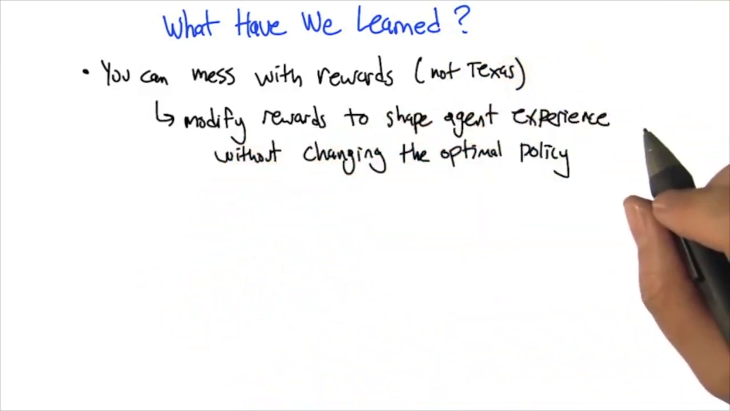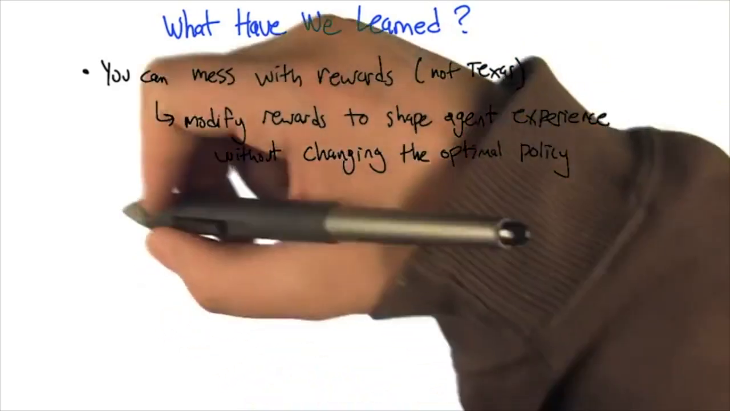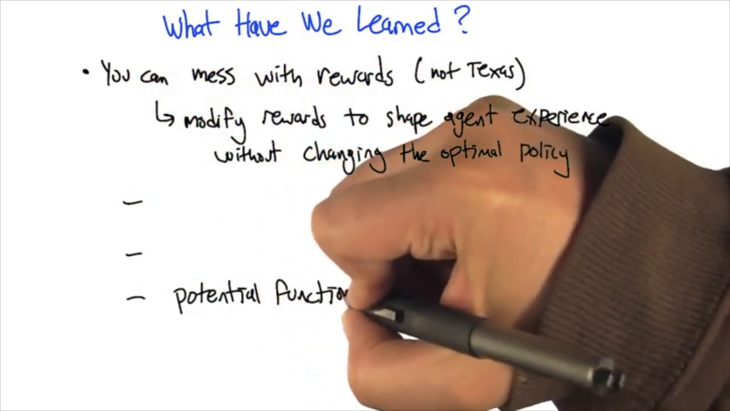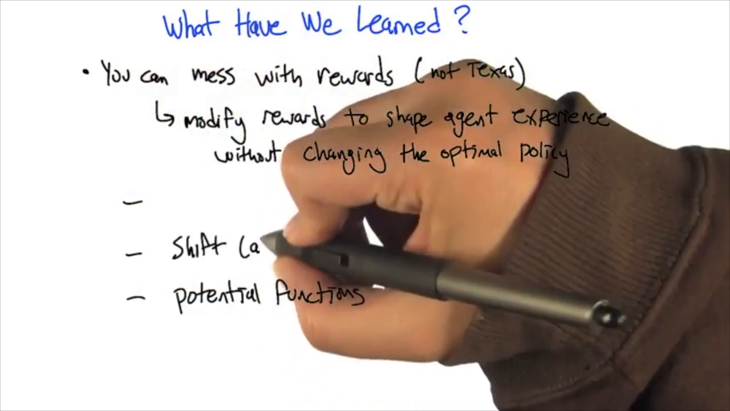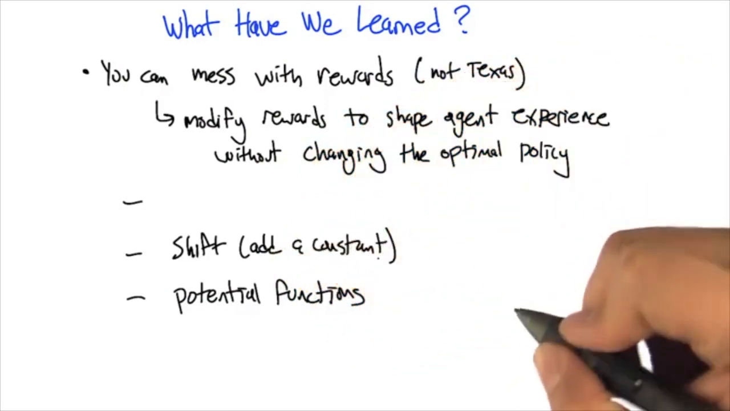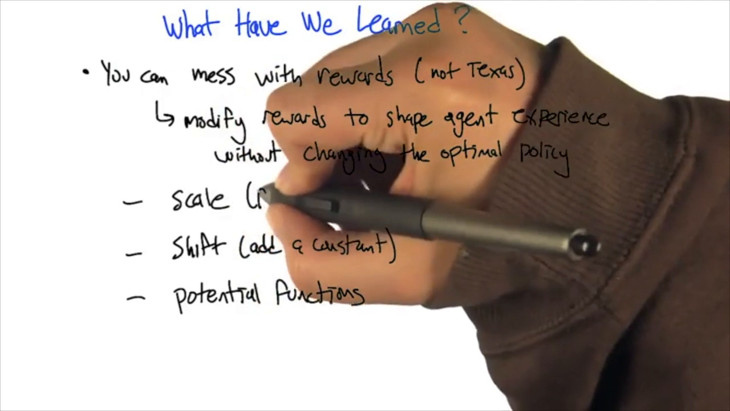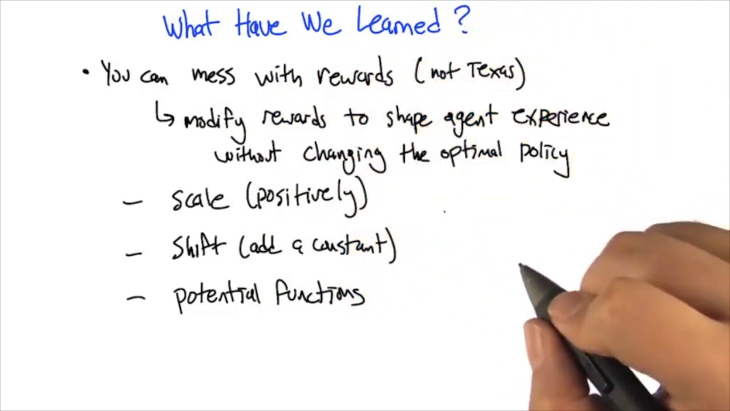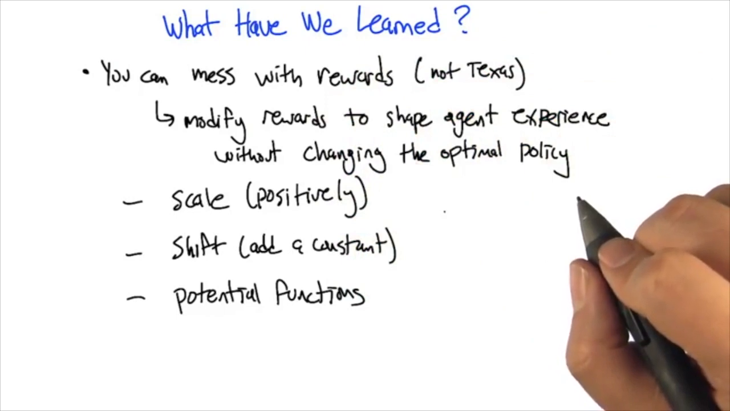And I think we talked about 3 different ways that we can do that. Do you remember what they were? I remember one of them, potential functions. Sure, that was the last one. So also you can just do a shift. You can just add a constant, and it doesn't matter what that constant is, so long as it's a constant. And you can scale them. But you want to scale positively. So it does matter what that constant is. Otherwise, we can swap max and min by accident.